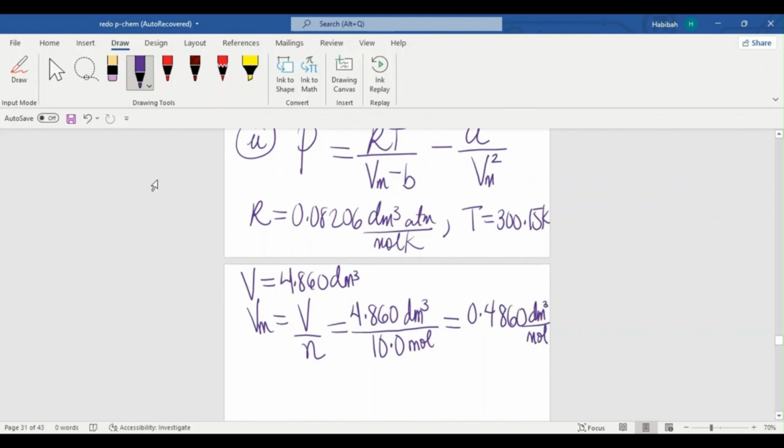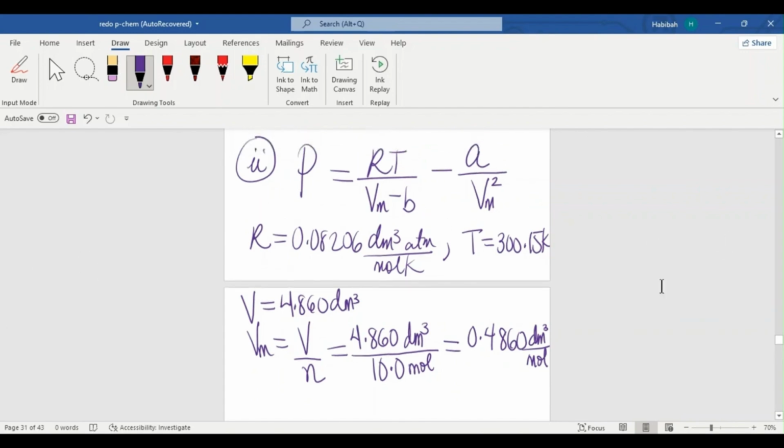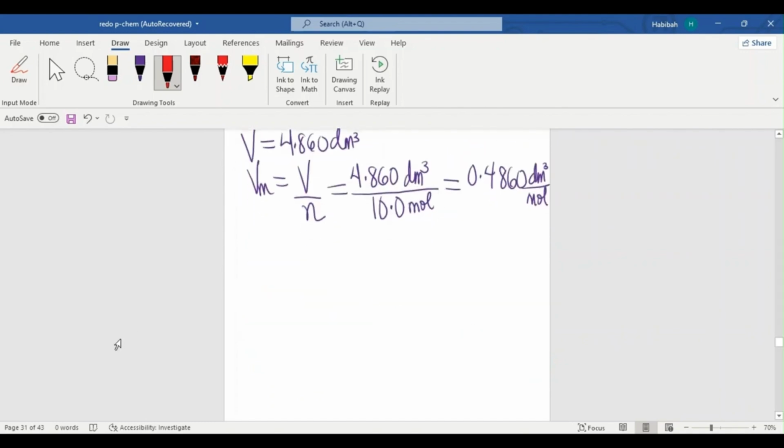So you have the molar volume, the gas constant, you have the temperature. So half of our work is done. So for example, we have the gas constant, the temperature, the molar volume, but then we don't have the value for B and value for A. From the question, we're not given the value for B, neither the value for A.